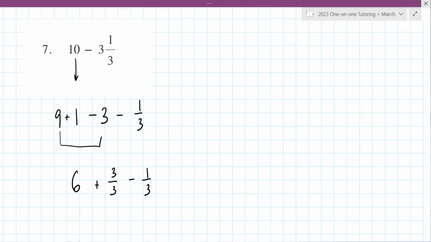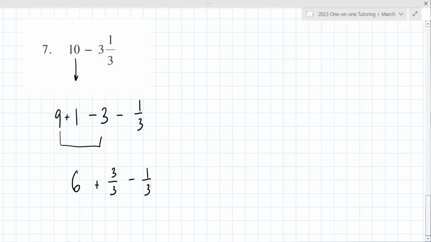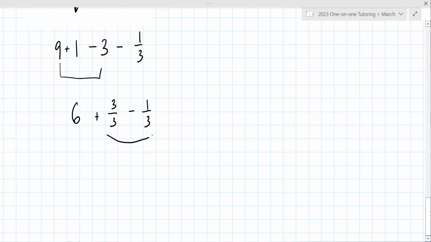Then you, okay. So the fraction you can now subtract. And that's 2 over 3. Yes, so it becomes 6 and 2/3. Okay.